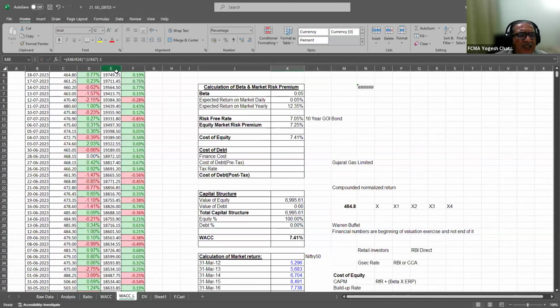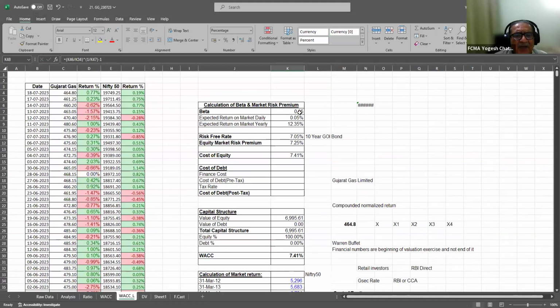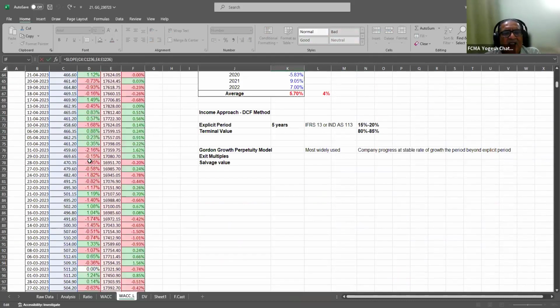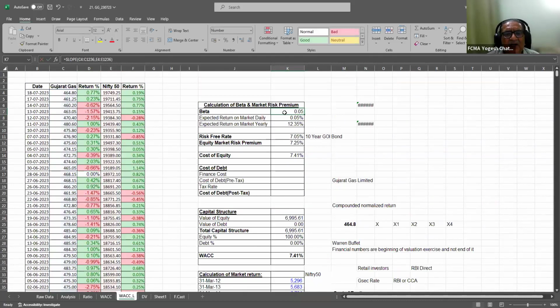And once we have this, we can compute the beta. Beta is actually computed in Excel using the SLOPE function, which is formula driven. If I give you the slope, that will return the slope of the linear regression line through the given data. So here I have considered the data points right from 2023 till 2018, a period of 5 years. And based on that, I have got a beta of 0.05.